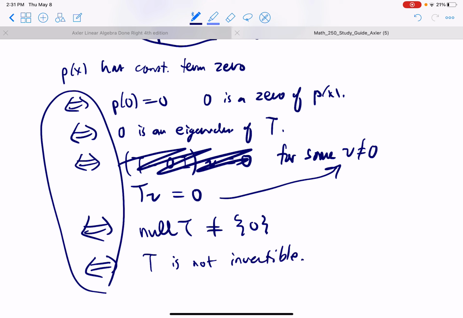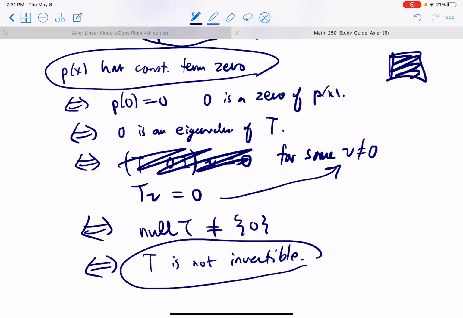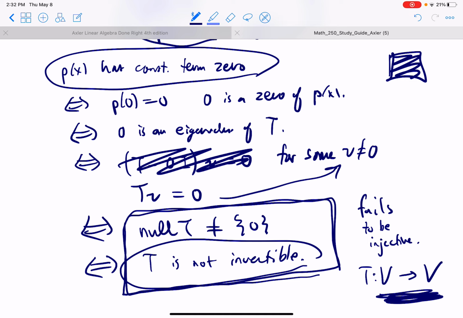Okay, and everything here was if and only if from previous theorems. T is not invertible if and only if blah, blah, blah. P of x has constant term 0. So that's the end of the proof. Okay. It really crucially used previous theorems from the book, including from chapter 3, that T is not invertible exactly when the null space is non-zero. Another way to say the null space is non-zero is it fails to be injective. That was from chapter 3. Because our linear map went from V to V, the input and output space have the same dimension. And that was key.